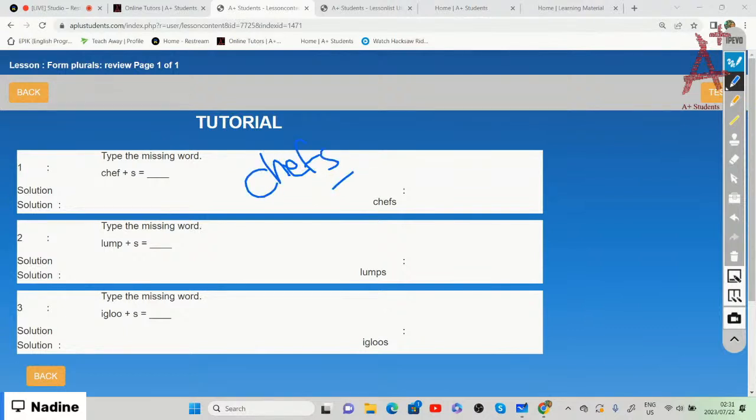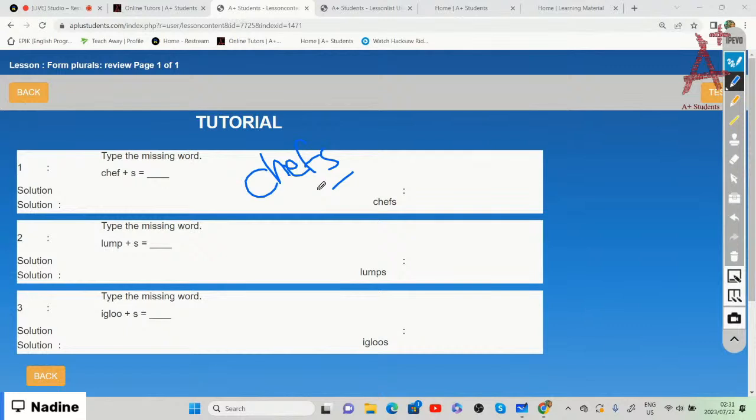So as much as chef ends in an F, remember we said that for some words, if the F makes a V sound, that is when we change the word, instead of just adding an S like chefs, we add the VES. But in this case, chef, we just add an S.